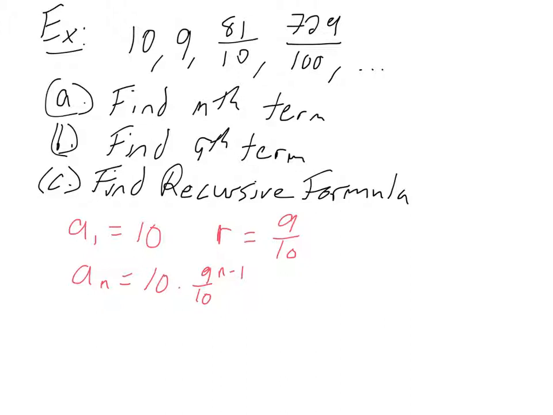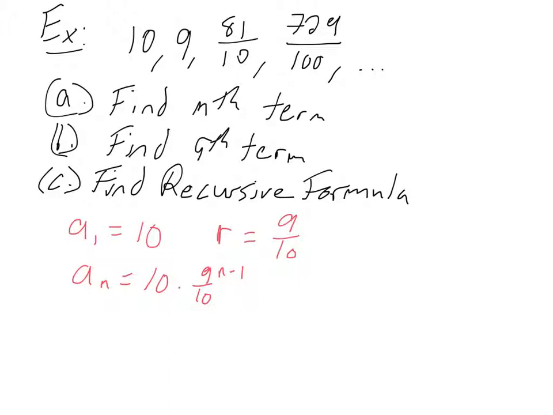Make sense so far? And the reason it works for the first term, right, is because if I plug in 1 for n, I get 9 tenths to the 0, which is just 1, and we get the first term, 10. We haven't multiplied by the first term. We shouldn't have multiplied by the common ratio at all, right? Okay, so that's a sub n, that's the nth term.